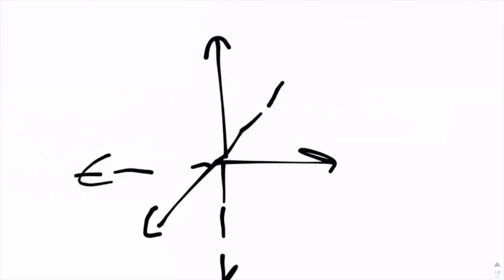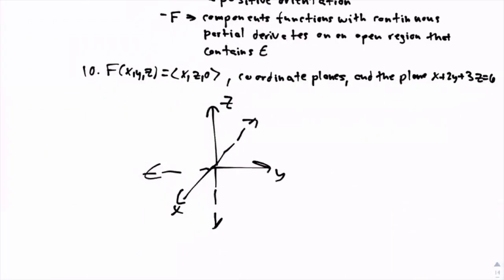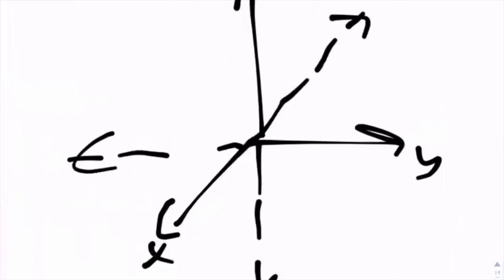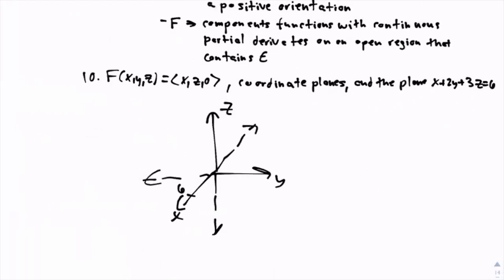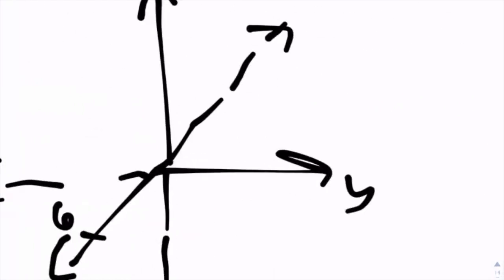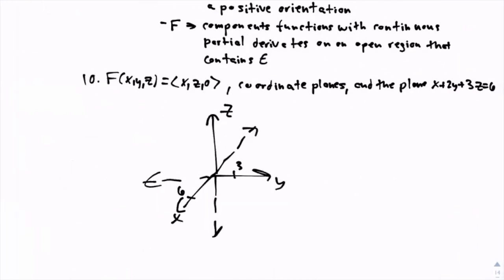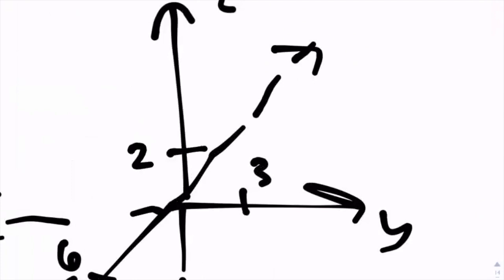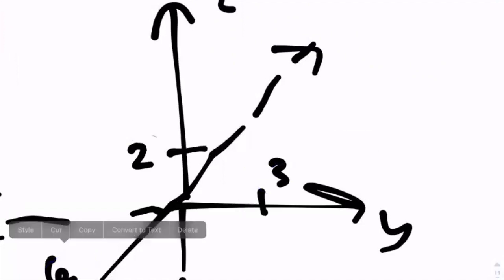X, Y, Z. Basically, if we set y and z equal to 0, we get that the x-intercept is 6. If we set x and z equal to 0, we get that the y-intercept is equal to 3. And if we set x and y equal to 0, we get that the z-intercept is equal to 2. This drawing itself is a bit off, so let me adjust the coordinates.